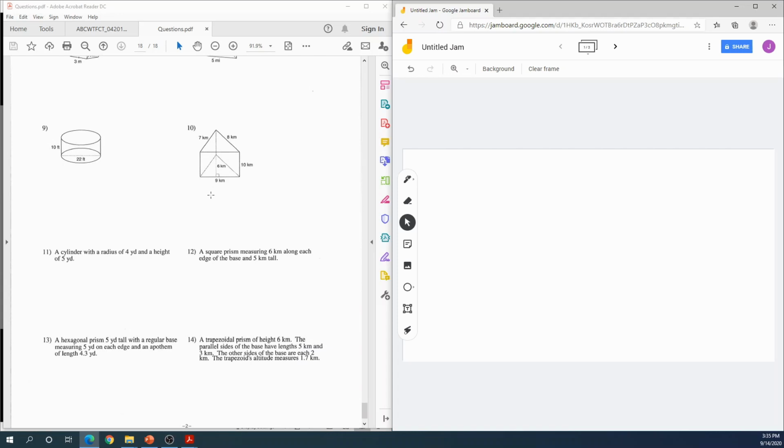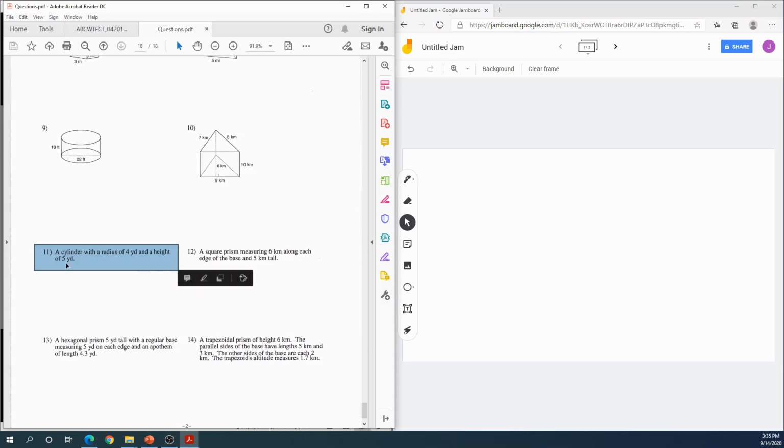Let's jump down and take a look at one of the word problems. So again, we're trying to find the volume of a cylinder with a radius of 4 yards and a height of 5 yards. One thing that might be helpful in some problems is to actually draw it out. It all just depends on how you guys think. But we have a cylinder again with a radius of 4 and a height of 5.